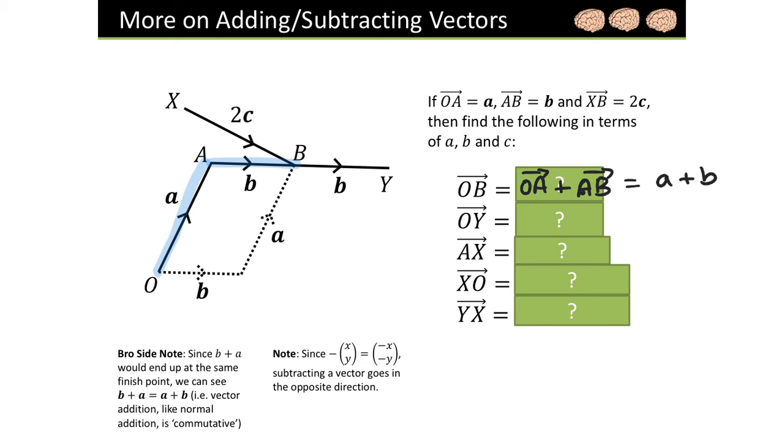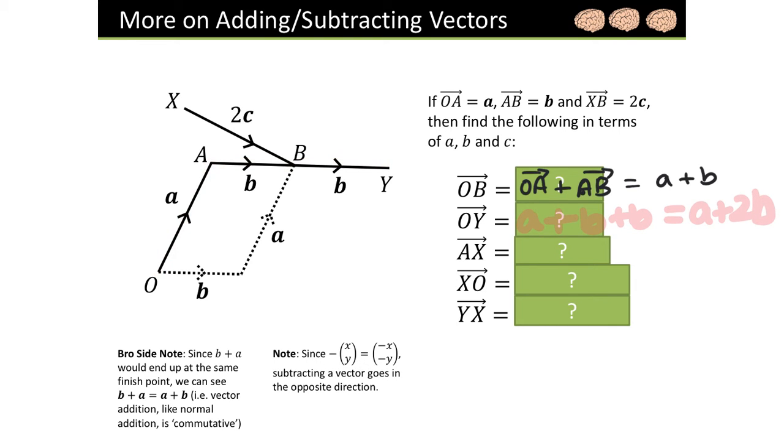Okay, how about if I was doing O to Y? How would I get O to Y? What would I do? O to Y. O to A, which is A, plus AB, because I'm going in the same direction, that's why I'm adding, which is B, plus BY. Can I simplify that? A plus 2B.